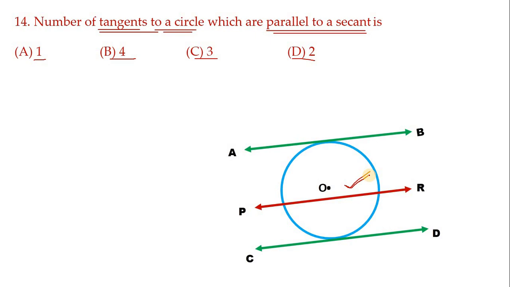Now look at how many tangents I have drawn in green color. So 1 and here 2. So hence only 2 tangents can be drawn which are parallel to any secant. So here for PR these are the 2 parallel tangents. So similarly if you draw another secant, for that secant also only 2 tangents can be drawn which are parallel to that secant. Move on to the next one.